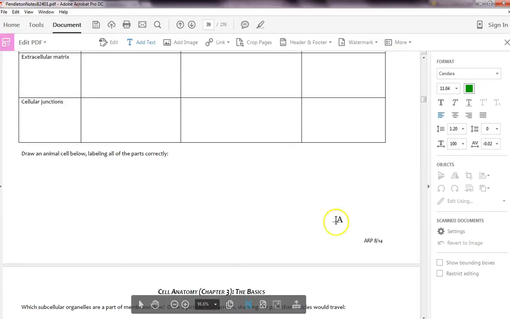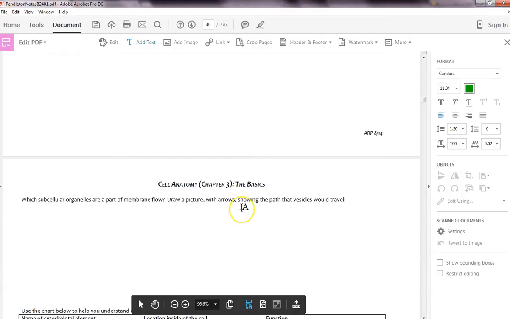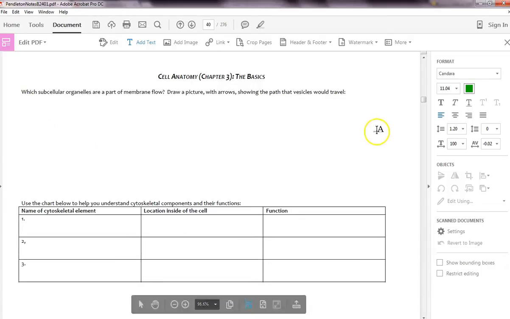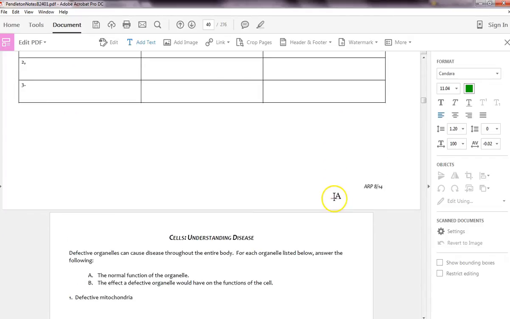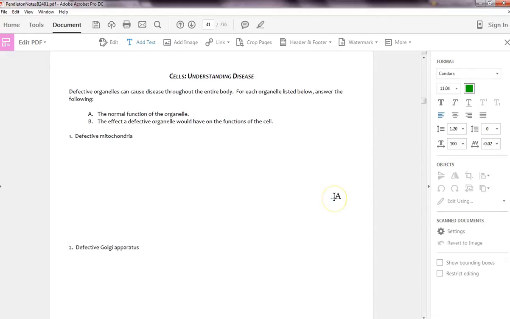You can practice drawing an animal cell yourself. You can practice drawing membrane flow. You can use the information we just talked about to help you learn about these three cytoskeletal elements, where they are, and what they do inside the cell. And then lastly, there's an activity to help you think through what's the normal function of an organelle, and what would be the effects if this organelle didn't function properly.